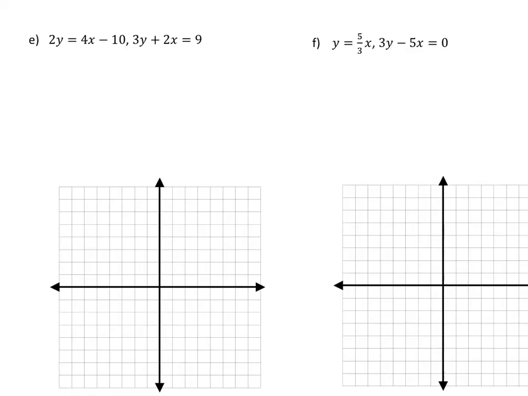Alright, on the back I want you to do E and F again on your own. Letter E, we need the first one, 2y equals 4x minus 10 to look like y equals. So you have to get rid of that 2. The second one's a little bit more complicated, but again, nothing you can't handle on your own. Take a moment, pause the video, do E and F. When you are ready, press play again and I'll have those answers displayed again for you.